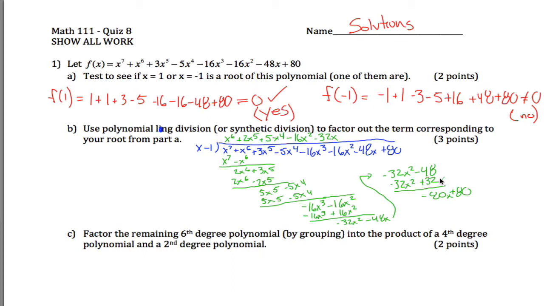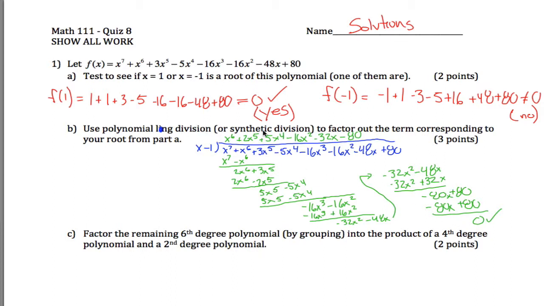These are all x's here. To get rid of this negative 80x, I'd need negative 80 here, because negative 80 times x is negative 80x. Negative 80 times negative 1 is positive 80, and thank God I get no remainder, so I don't have to do that again.